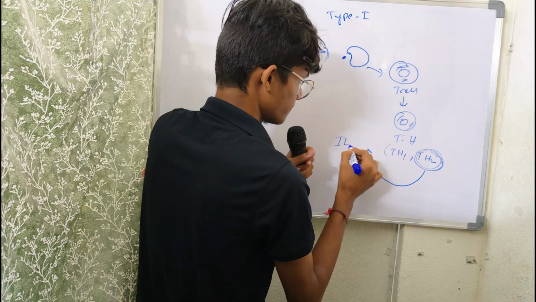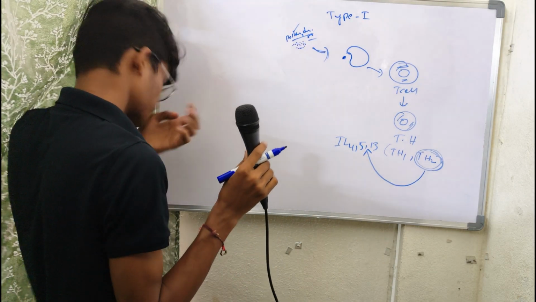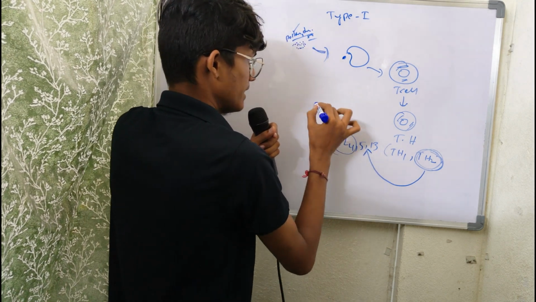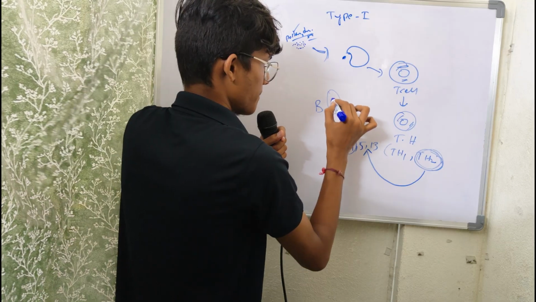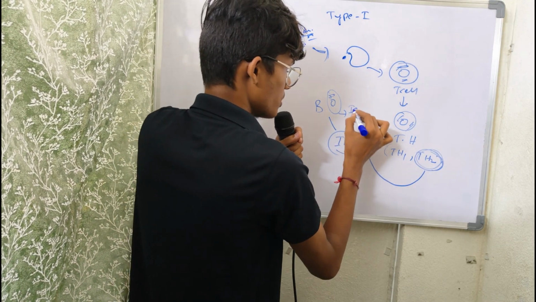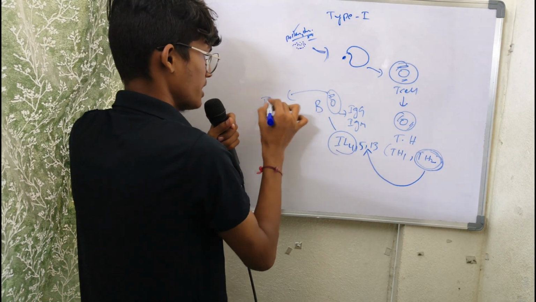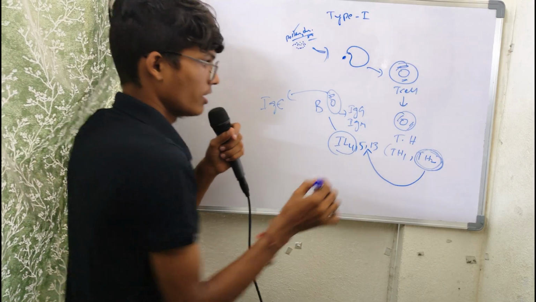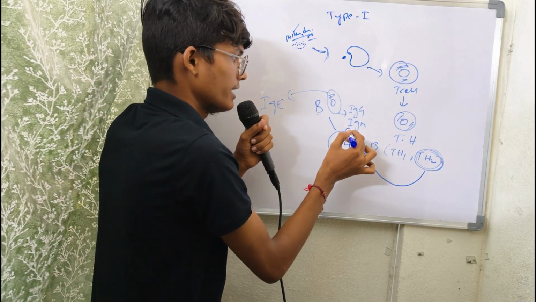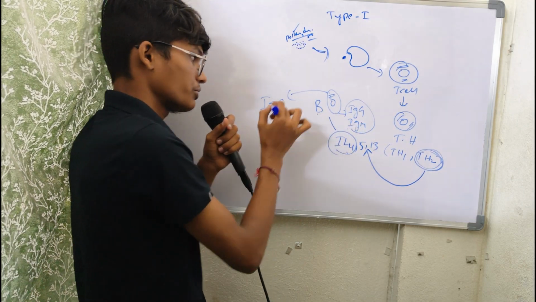After this Th2 is activated, it produces interleukin 4, interleukin 5 and interleukin 13. Okay, this interleukin 4 tells the B cell or plasma cell not to produce IgG or IgM, but to produce IgE. Interleukin 4 tells the B cell not to produce normal or ordinary antibodies, but to produce IgE.